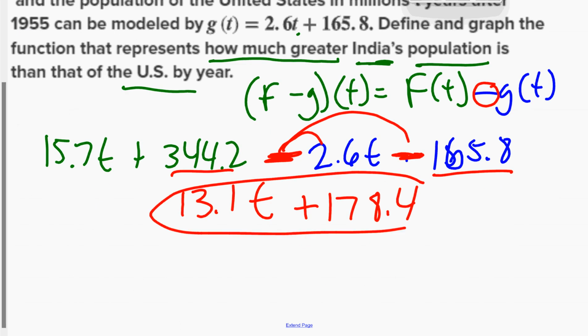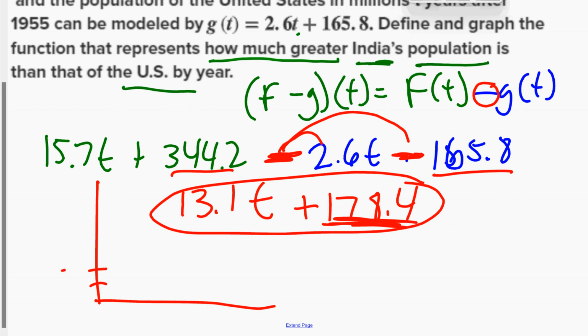This is just a linear equation. I have my y-intercept at 178, so maybe if I count by hundreds, like 100, 200, 300, 400, right? 178 is probably somewhere right there. And then I just use my slope, 13 over 1. So I can just go up 13, which is almost closer to 200, and then go over 1, maybe counting by years here.